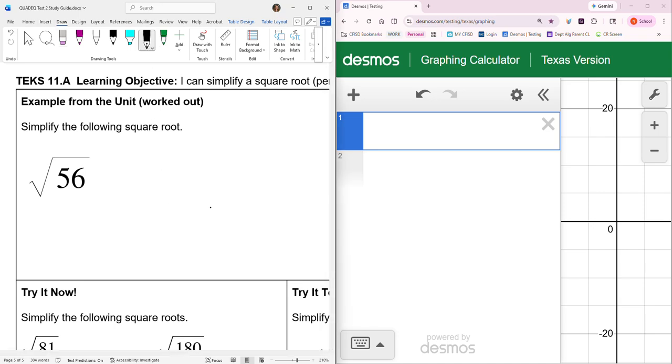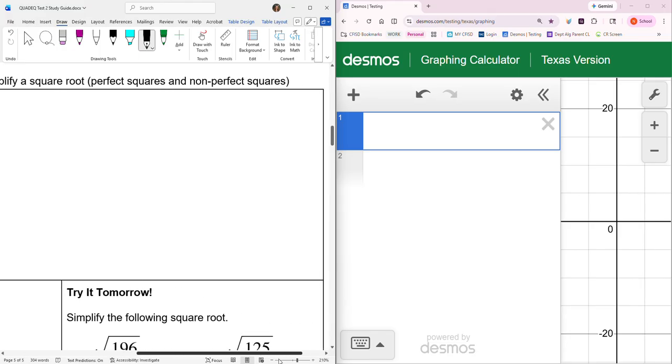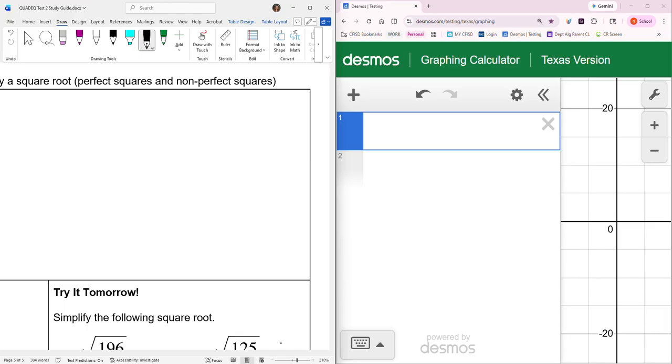Right, so in this problem, we're going to go over question number 1, the example that's worked out for you on the paper. I'm going to go ahead and work it out for you in the video and discuss how I would work it out. So we are specifically simplifying this square root. Whenever I'm simplifying a square root, I need to think of my perfect squares.